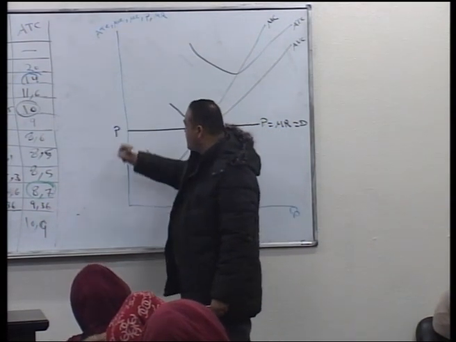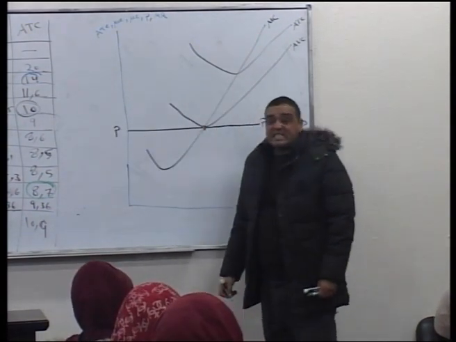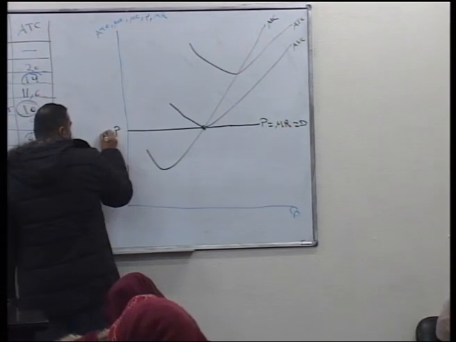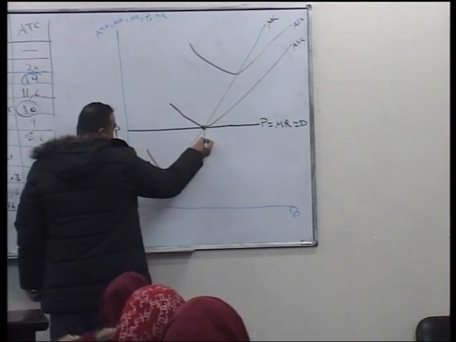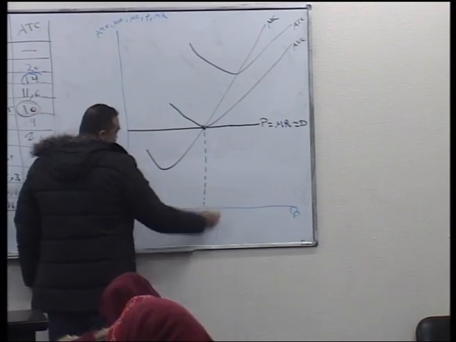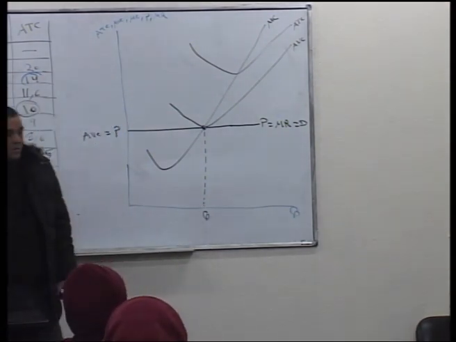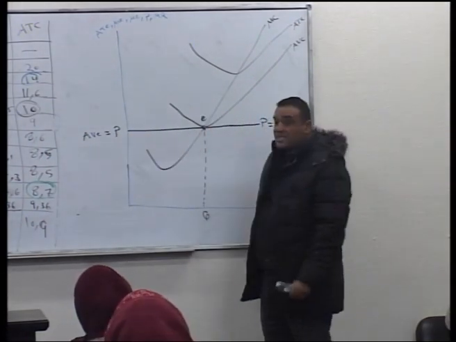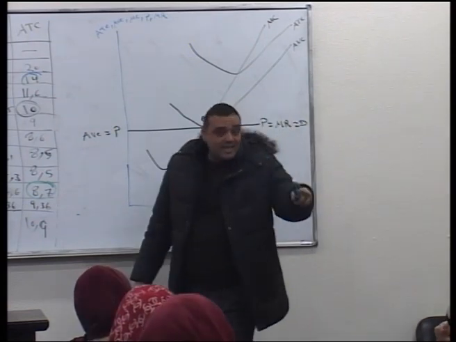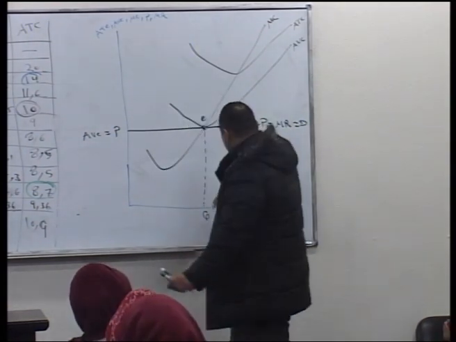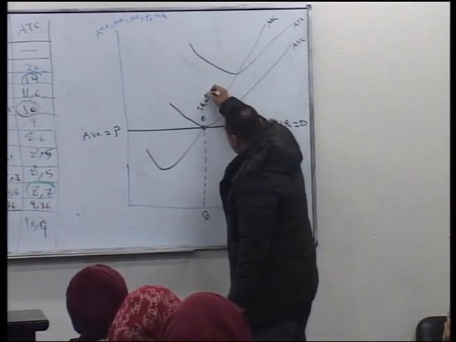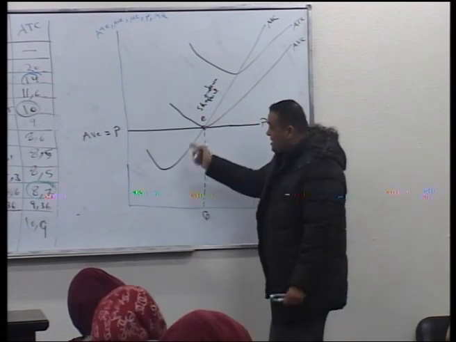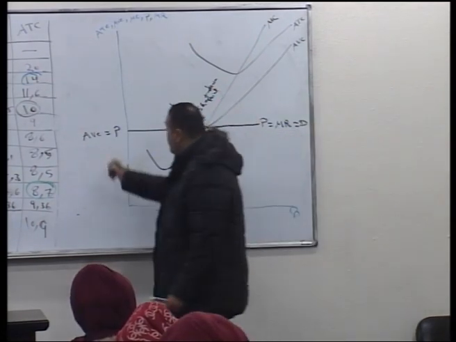Here's the price. How much is AVC? AVC, right? Q. What is this point here? It is the equilibrium point and exactly the shutdown point. Here, this is the shutdown point at which the price equals AVC or total revenue.